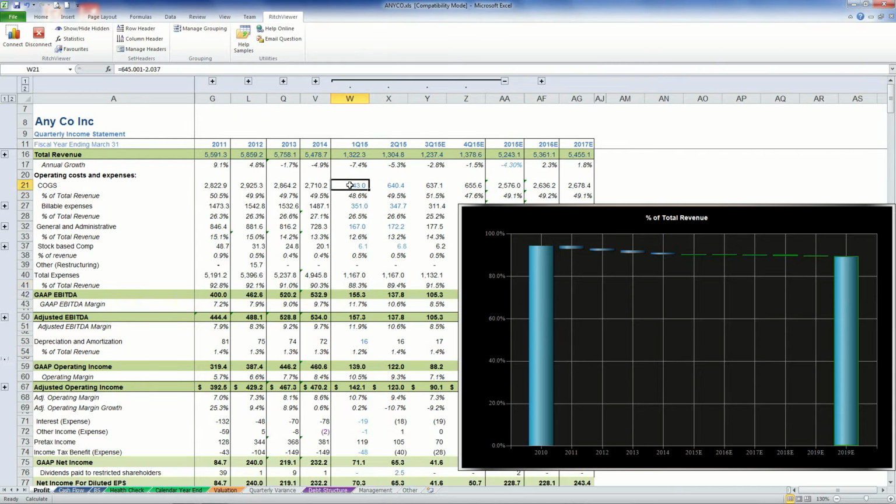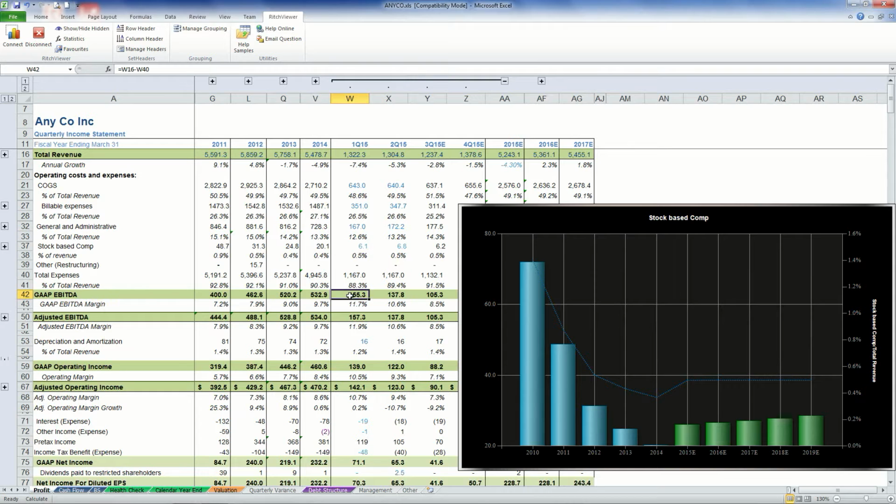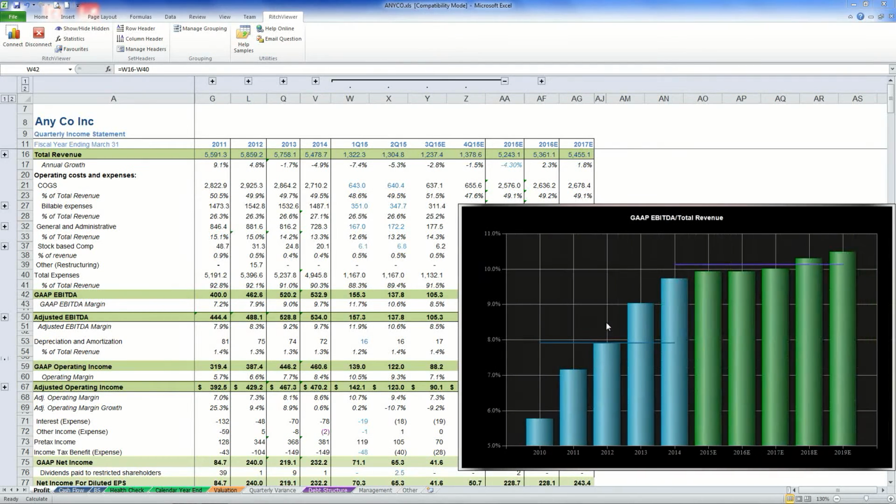As I move further down the profit and loss statement, RitchViewer not only shows the underlying data, but it also shows a second order line chart of margins. In this case, we are looking at EBITDA margin, or, as it indicates on the right axis, GAAP EBITDA divided by total revenue. What's more is that with the swipe of a mouse, we can look at EBITDA margin by itself.